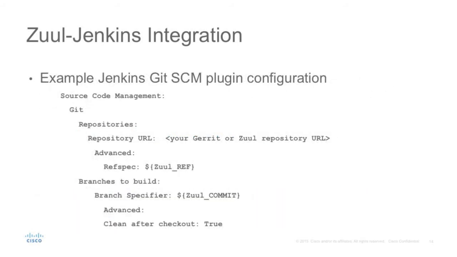This is a sample of how the Jenkins Git SCM plugin configuration should look. We mentioned the repo URL, the ref spec, and then the branch specifier, and then some clean parameters. Most of this is automatically generated from the Git review, like the commit hash and all that, but there is a way to manually update the file.